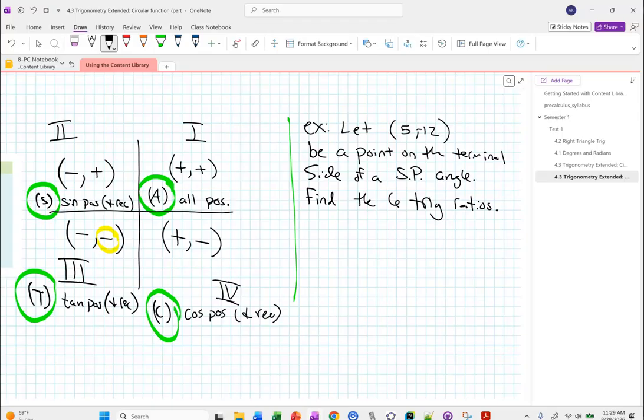So let (5, -12) be a point on the terminal side of a standard position angle. And I guess we'll call this standard position angle theta. Find the 6 trig ratios.